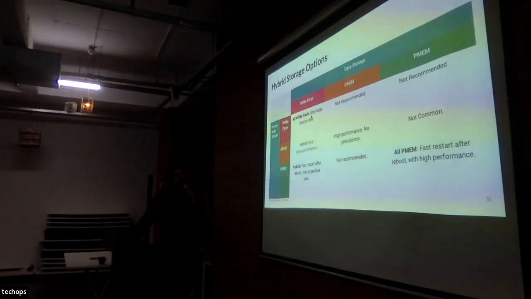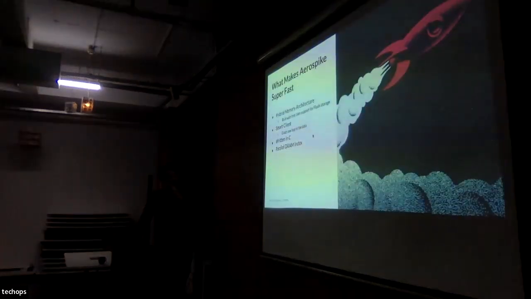So these are the hybrid storage options which are provided by Aerospike. We used the recommended one, which is data on flash and index in DRAM. Typically, this is what is recommended. There are other options based on what kind of data you have, right?